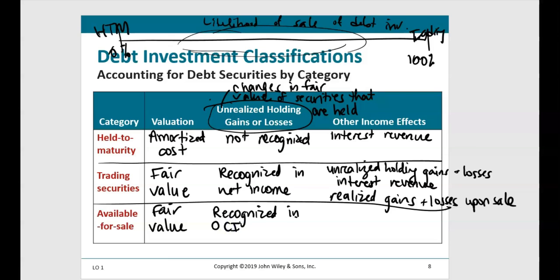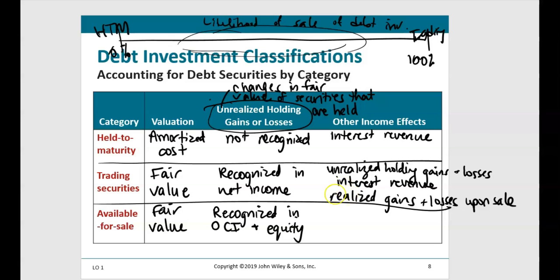And remember, at the end of the accounting period, the balance in other comprehensive income for that period is transferred into stockholders' equity. A specific account within stockholders' equity is accumulated other comprehensive income, and we'll get to that in a little more detail when we're covering and looking at examples of available for sale securities.